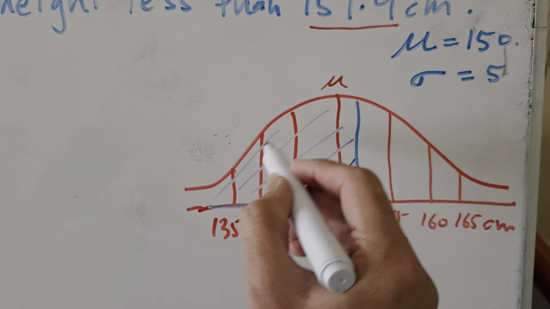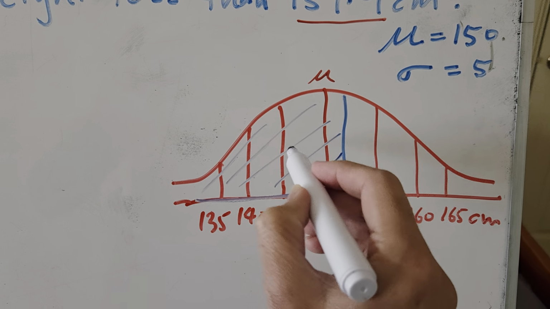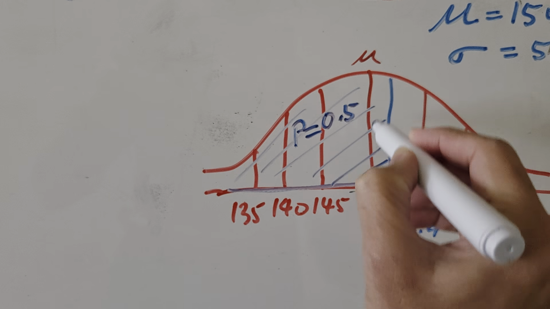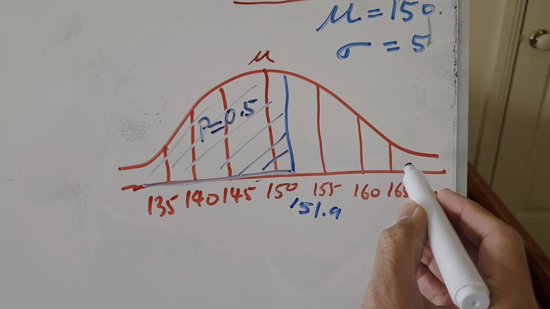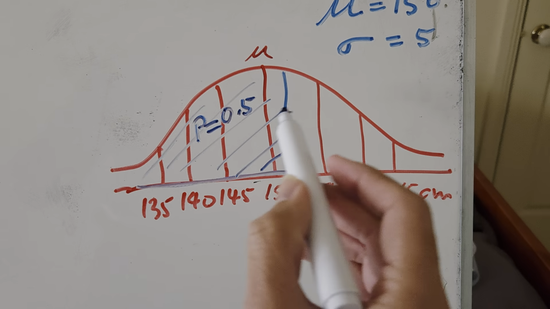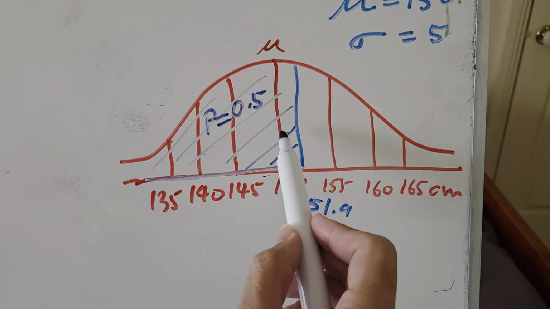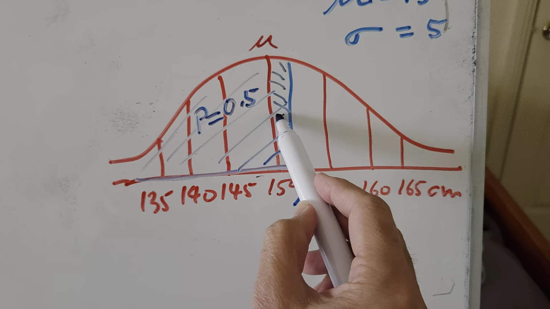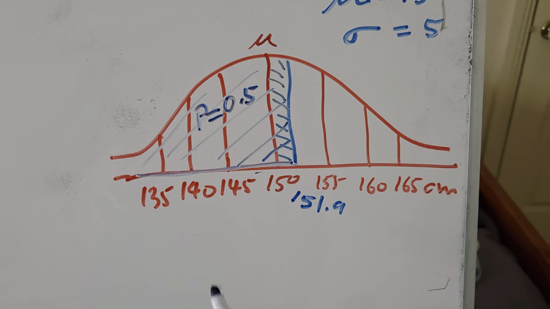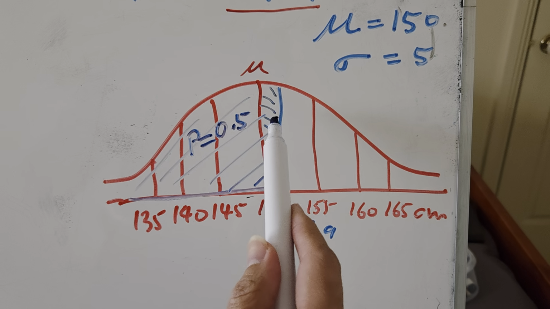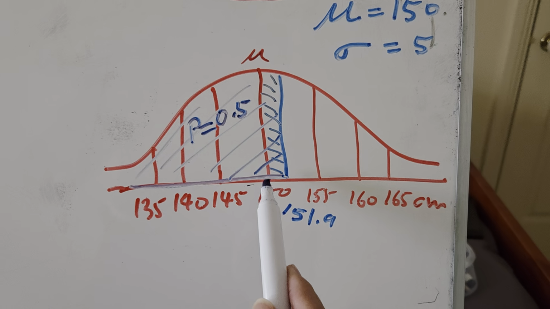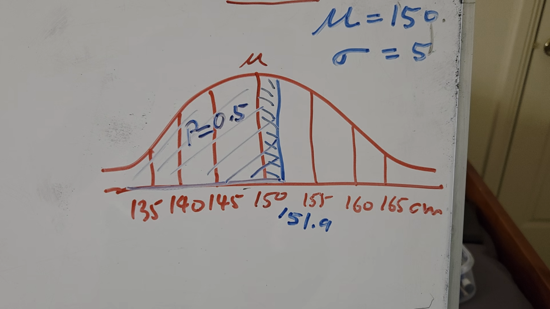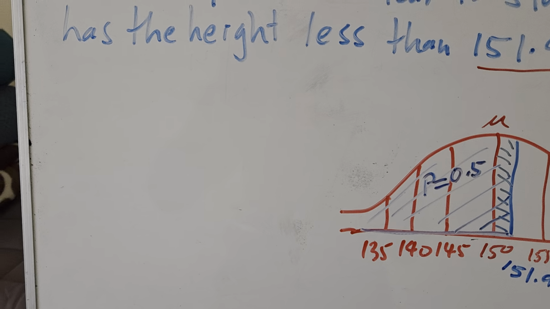So the probability on each side of the normal distribution curve is half. The probability over here is equal to 0.5. The probability on this side is equal to 0.5 for the total. But what we're going to do is we're going to add this half to the probability of that section over there. So we'll use the Z score or the Z value formula to find the probability of that rectangular region from 150 to 151.9.